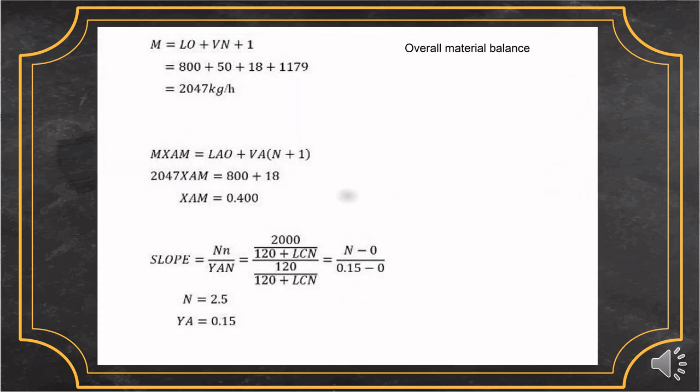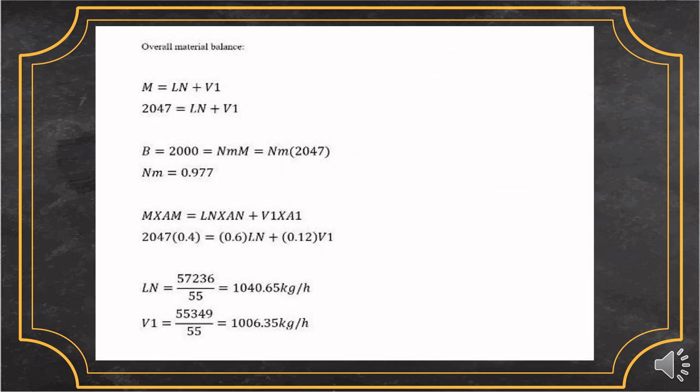making an overall material balance to determine point M. The point M is plotted with the coordinates XAM equal to 0.4 and NM equal to 0.977. The line V n plus 1 M L0 is drawn. The amounts of streams V1 and Ln are calculated, where Ln is equal to 1040.65 kg per hour in the outlet underflow stream and V1 is equal to 1006.35 kg per hour in the exit overflow stream.